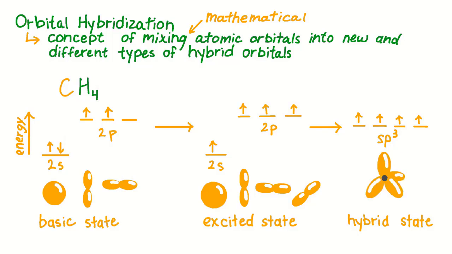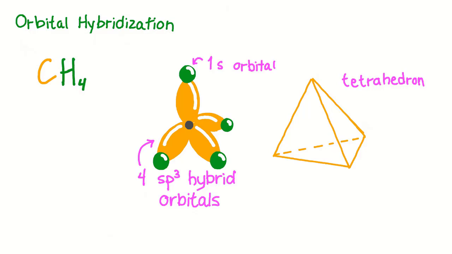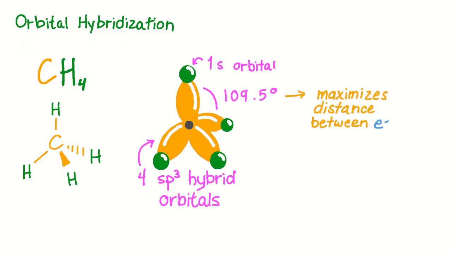These sp3 hybrid orbitals have a similar oblong shape to the p orbitals, but they aren't oriented around a Cartesian axis like the p orbitals are. Instead, the sp3 hybrid orbitals are oriented so that each lobe points towards the corner of a tetrahedron. In methane, carbon's sp3 hybrid orbitals can overlap the 1s orbitals of hydrogen, creating the 4 identical carbon-hydrogen bonds in methane. Because of the tetrahedral geometry of the sp3 hybrid orbitals, all of the carbon-hydrogen bond angles in methane are 109.5 degrees. This bond angle maximizes the distance between the electron pairs in the bonds, which minimizes the electrostatic repulsions between these electron groups.